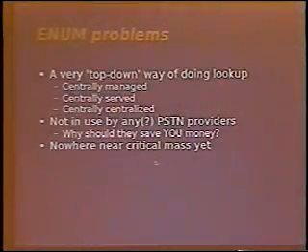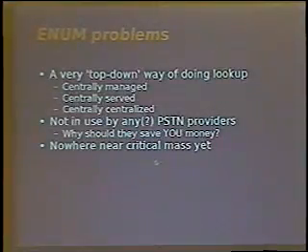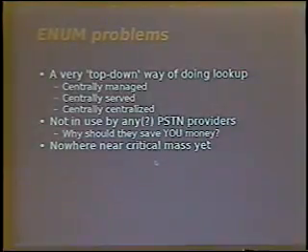ENUM has a lot of problems in my opinion. It's a very top-down way of looking at things. It's centrally managed, centrally served, and centralized. Basically, they want to develop it exactly like DNS and have 15 root servers all over the world, which is great, but no one actually has done it yet, except like e164. And it's not being used by any PSTN providers, as far as we know. Someone want to tell me otherwise? Any telephone people here that know that?